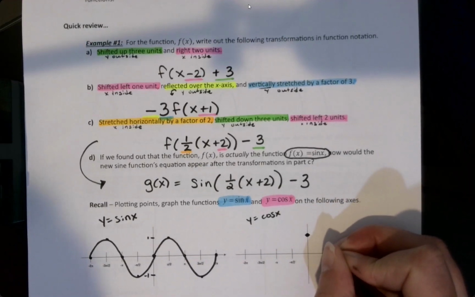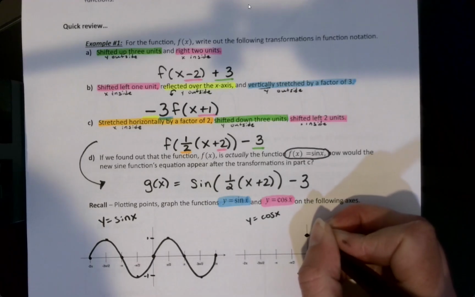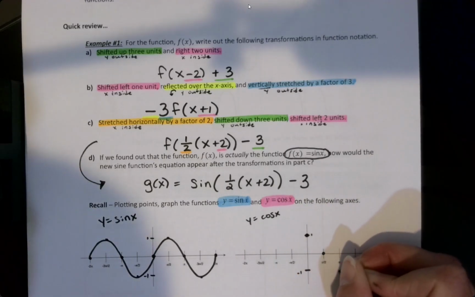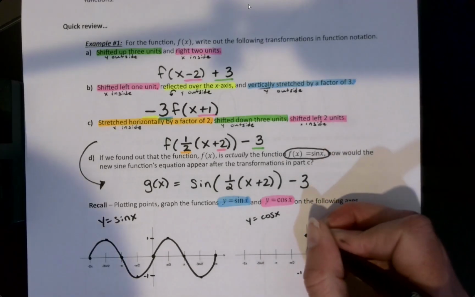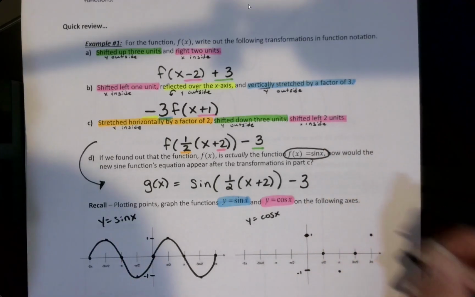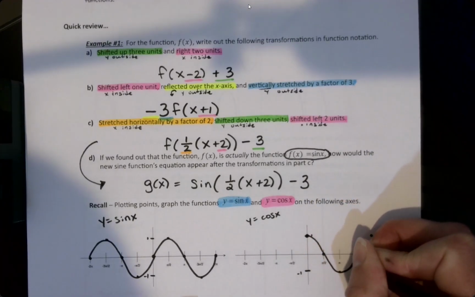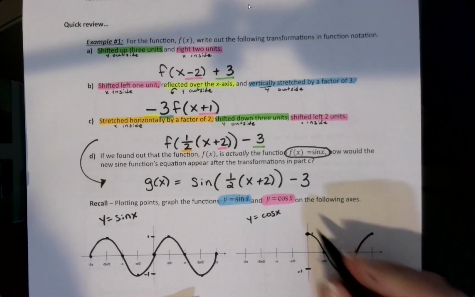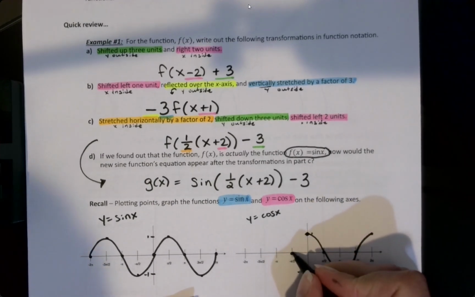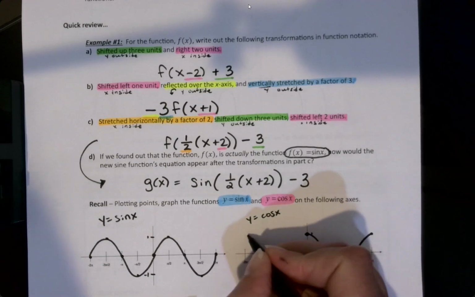It's going to come down to 0 at pi halves. Then it's going to be at negative 1 by pi, back to 0 at 3 pi halves, and back up to 1 at 2 pi. So that's the right side. Let's go ahead and continue on the left. If we're starting at 1, we're going to go to 0, to negative 1, back to 0, and then back to positive 1.